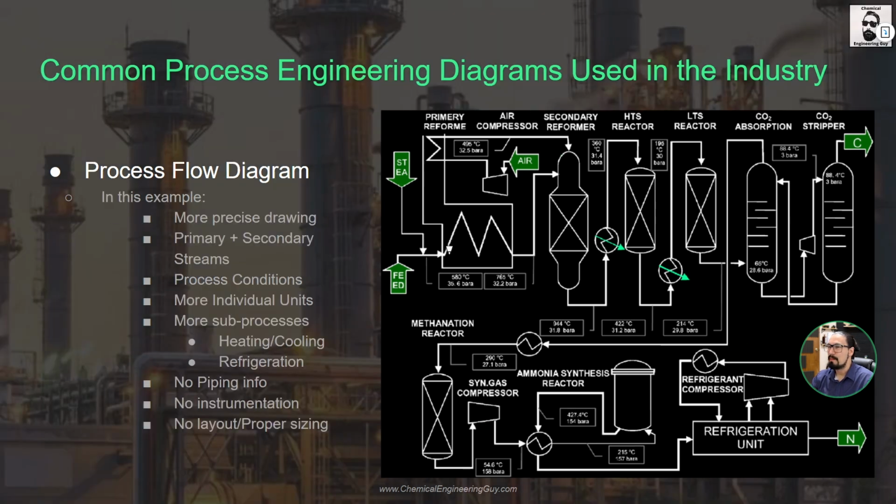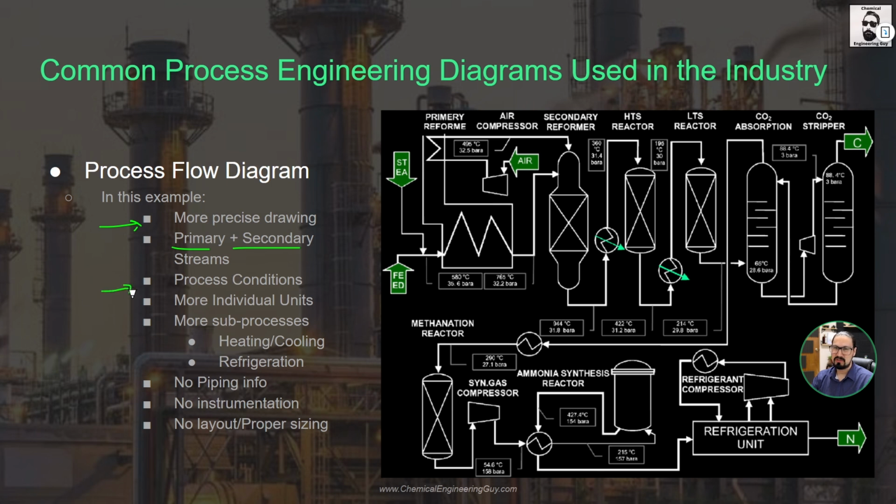And actually, this is the ammonia process, guys, remember? In this specific example, we have a more precise drawing if you were to compare it to the block flow diagram. In the block flow diagram, we didn't know the compression part, we didn't know about the flashing, we didn't know about the CO2 absorption or the units that were involved, and now we have a better understanding. We have more primary and secondary streams. Secondary streams are quite common in process flow diagrams.